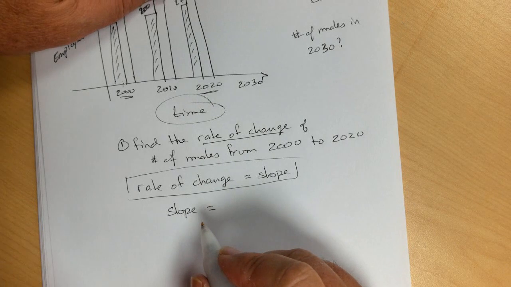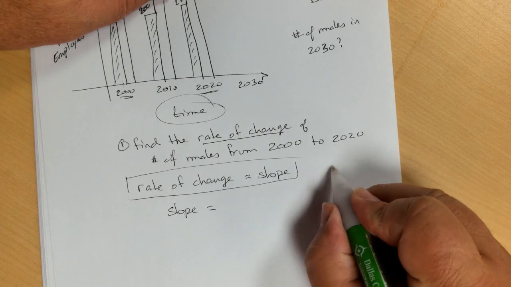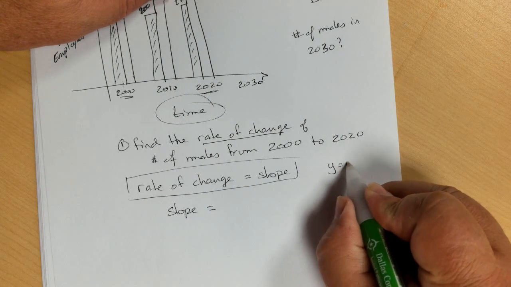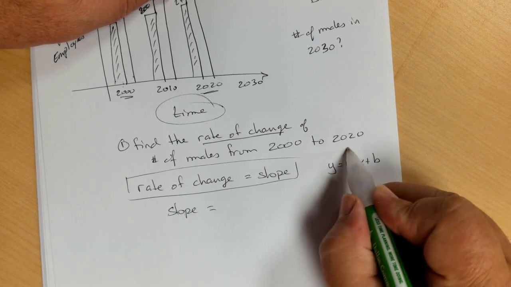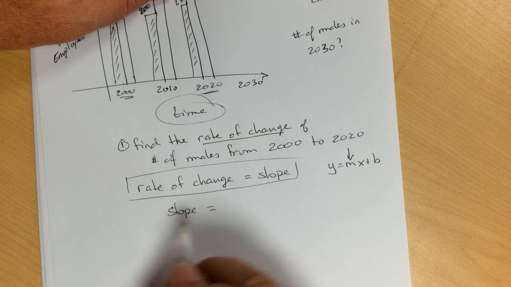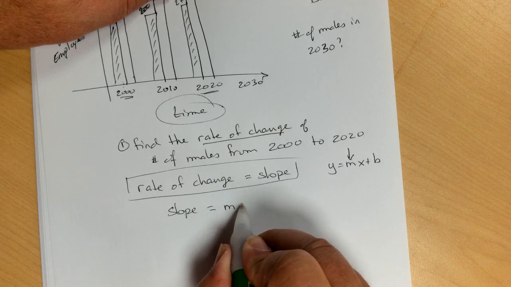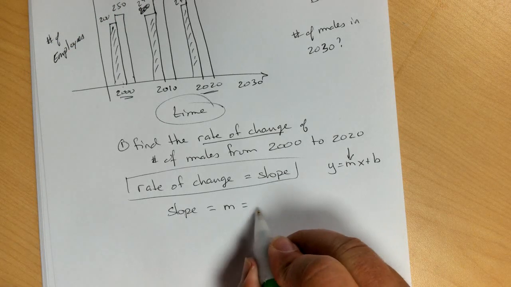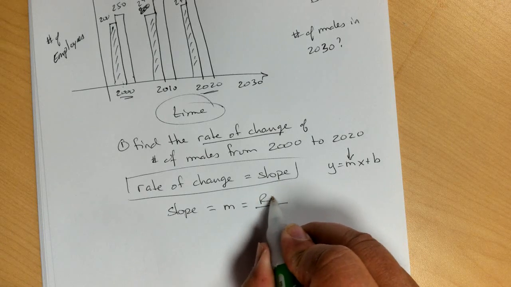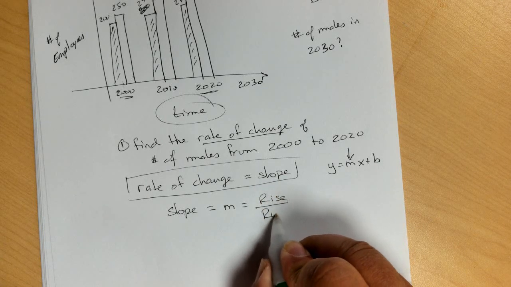What's that? That's the equation. That's the linear equation that we're trying to get to. The slope is the m. In words, how would you define slope? Very good. Rise over run.